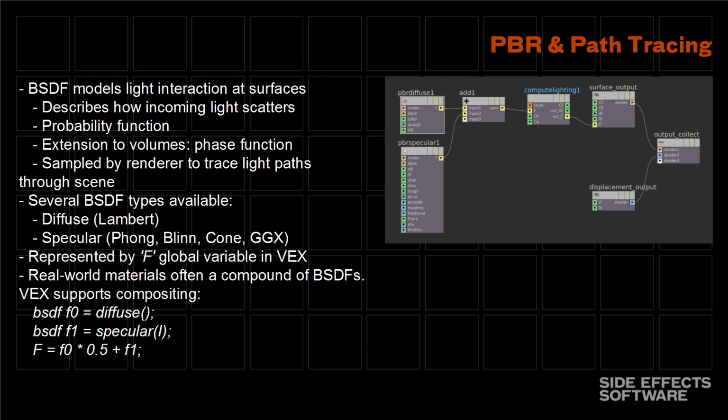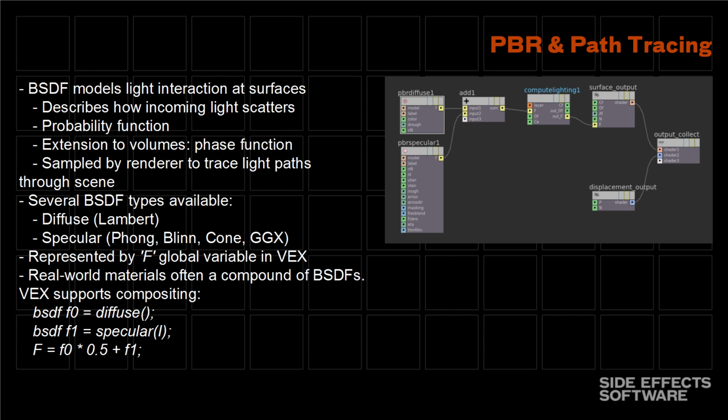So as we mentioned, real-world materials are often compound. They involve multiple lobes. They involve very complex, sometimes shapes. Things like hair shading have a very significant shape to it, an interesting shape that's quite complex. So we offer the ability within VEX to composite BSDFs together to yield the final reflectance function. So there's a quick little code example there.